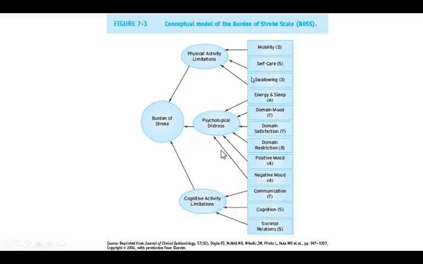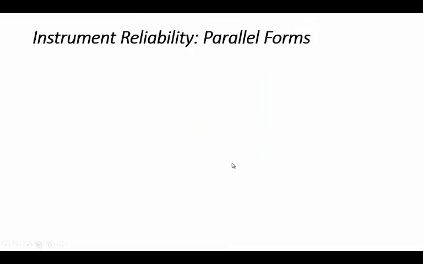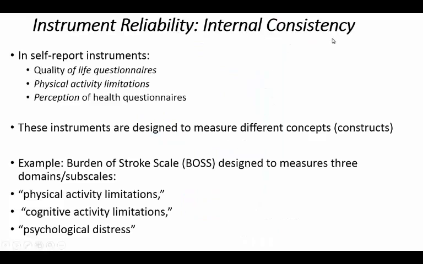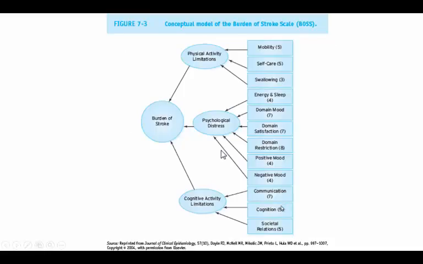So as you can see, every domain has separate questions. You don't see one question from here related to here, or one question from here related to here. So this instrument has 3 different domains, and every domain is separate, and every domain has its own questions. So this instrument has consistent, I want to go back to this, has internal consistency. Okay?